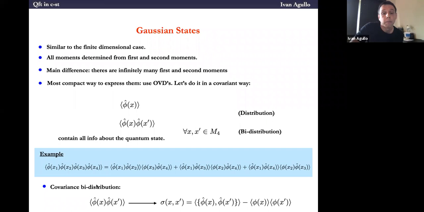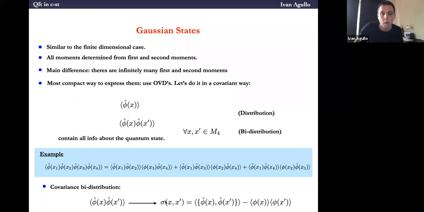And as before, it's better to talk about the covariance matrix, which is just the symmetrized version of the two-point distribution. So we just symmetrize it and subtract the first moments. So this is mathematically more convenient. They have the same information, of course, but it's mathematically more convenient.